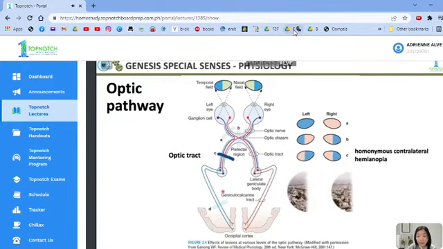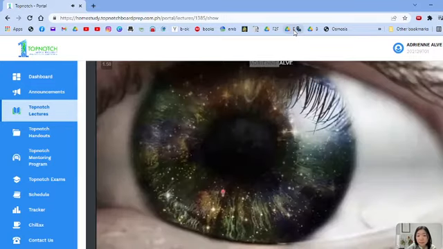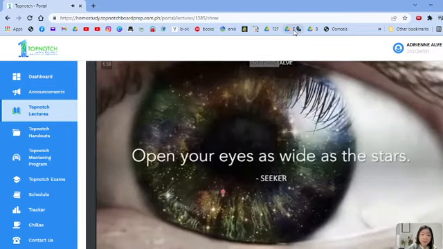And cutting the optic tract itself will cause homonymous contralateral hemianopia. And finally, cutting the geniculocalcarine tract will cause homonymous hemianopia, but with macular sparing. And that was vision. So we have a phrase here. Seeker tells us to open our eyes as wide as the stars.